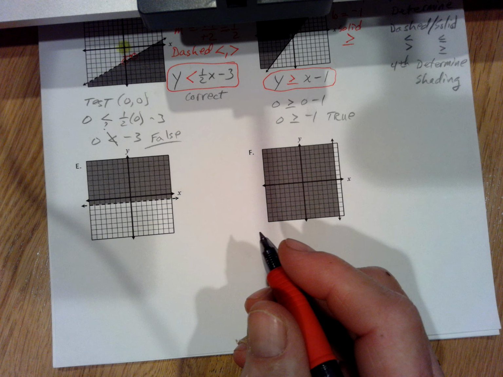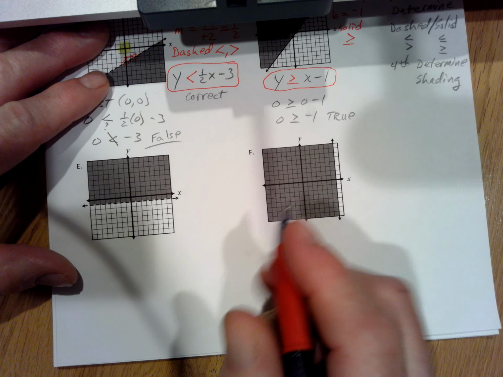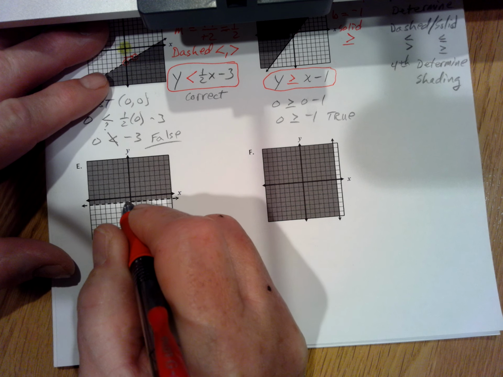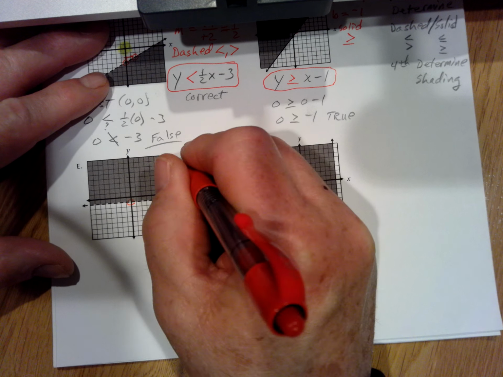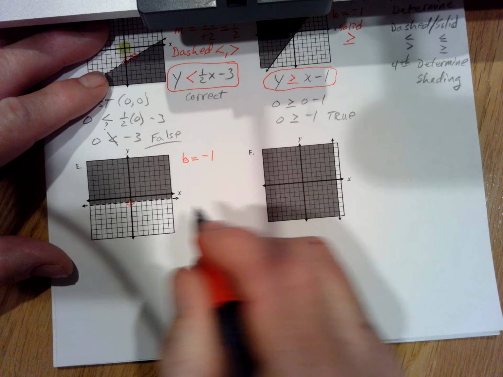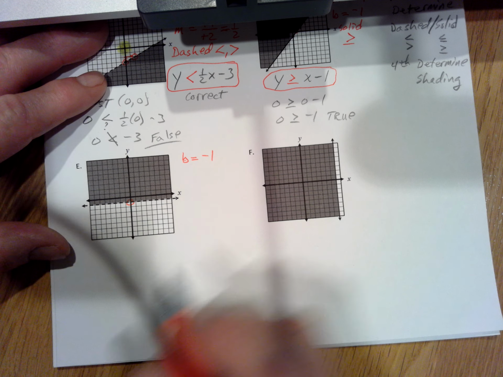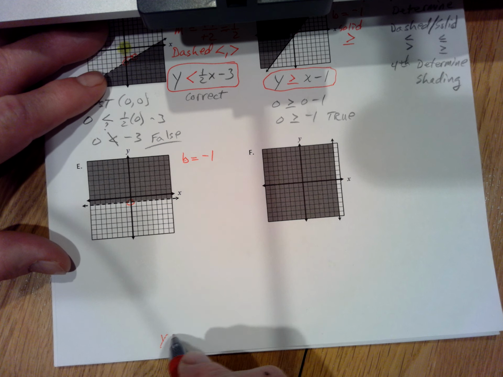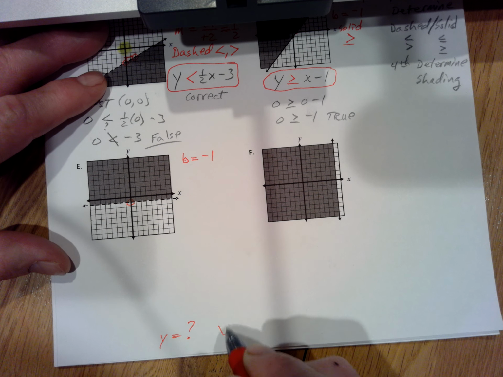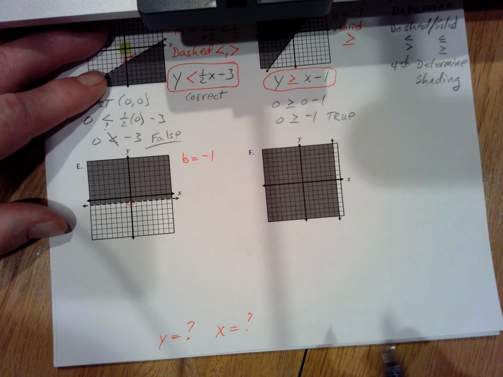Okay, so my y-intercept is negative 1. This is a horizontal line. Do we remember? The question is, is it a y equals or is it an x equals? And if you have forgotten, here's what I'm going to do to try to refresh your memory.